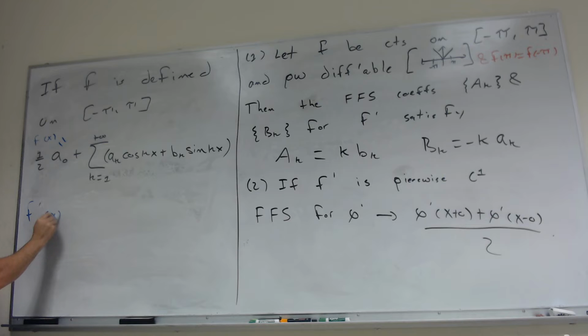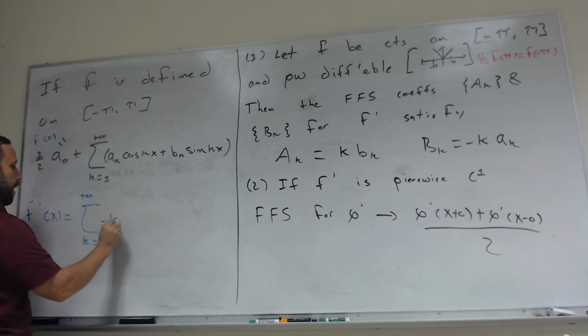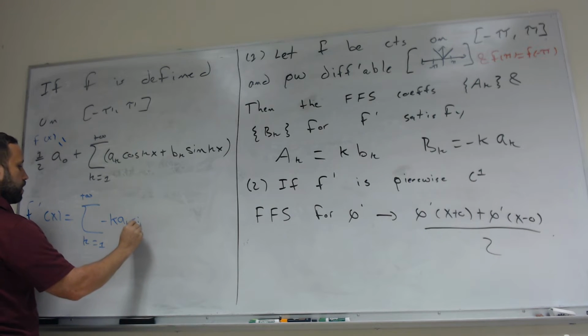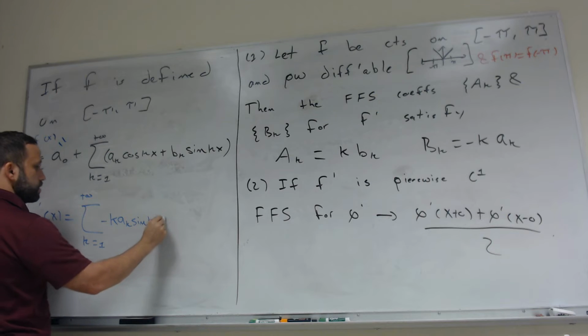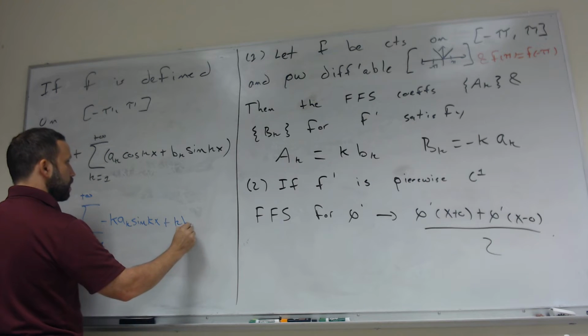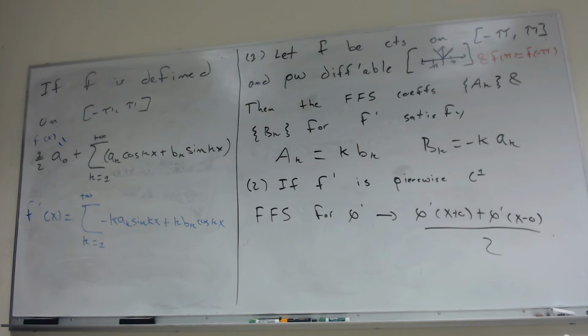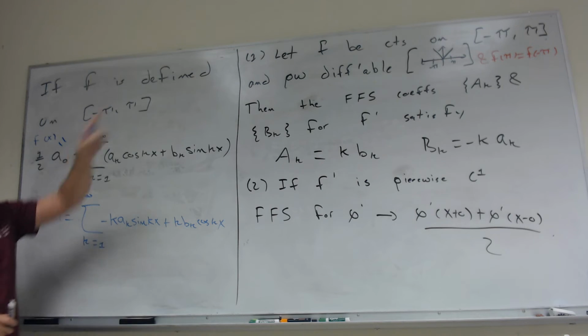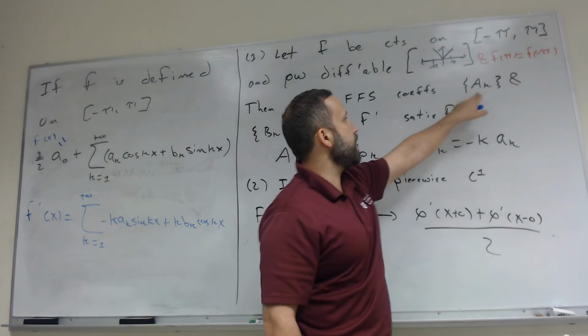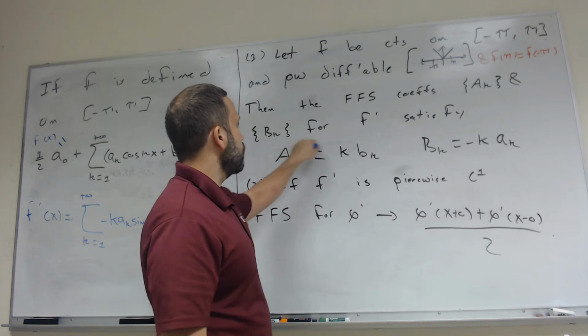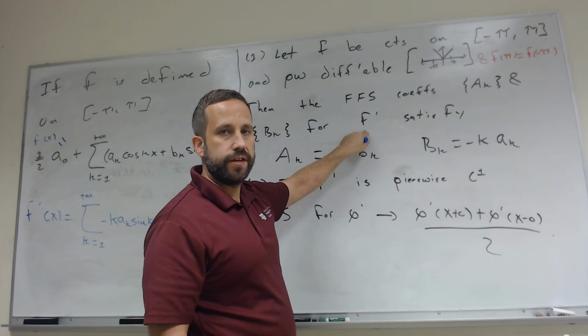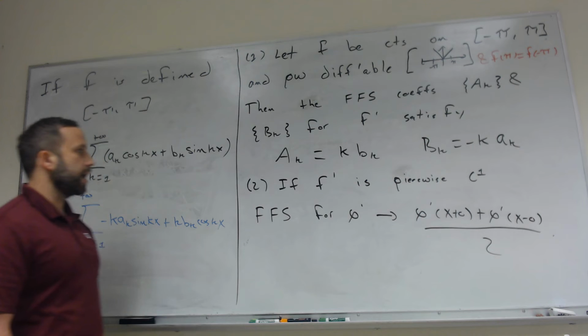If I do term by term differentiation, if this is equal to f of x, then doing term by term differentiation, I'd get the following: the sum k equals 1 to infinity of minus k a_k sine kx plus k b_k cosine kx. I'm just doing term by term differentiation. And what the theorem says is that if f satisfies this, and big A_k and big B_k are the full Fourier coefficients for f prime, then they are exactly what you want them to be.